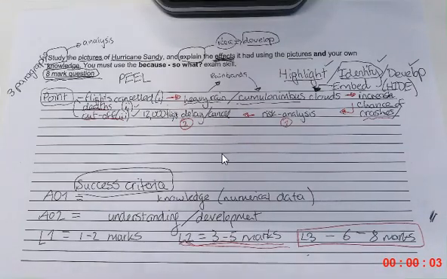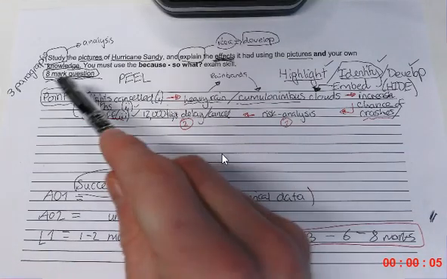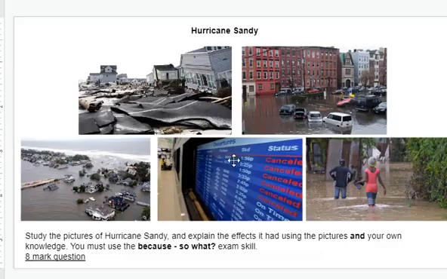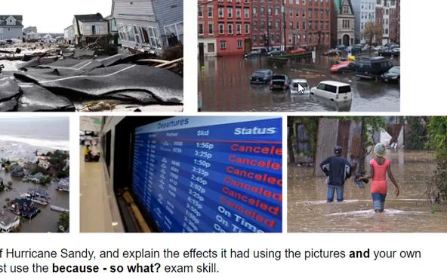So this question, I'm going to go through the kind of sample questions that you can see on this sheet here. It's one that we went through in class potentially, and there are some images associated with it. So I'm just going to put those images up now. You can see here 5 images of the impacts of Hurricane Sandy.